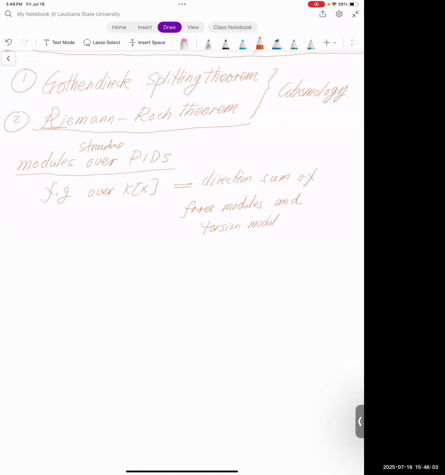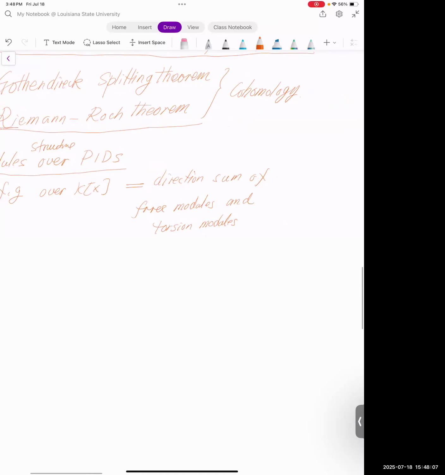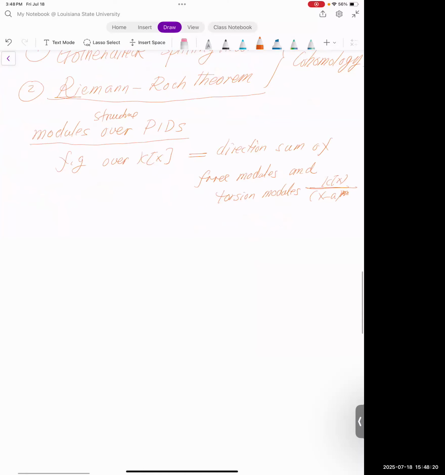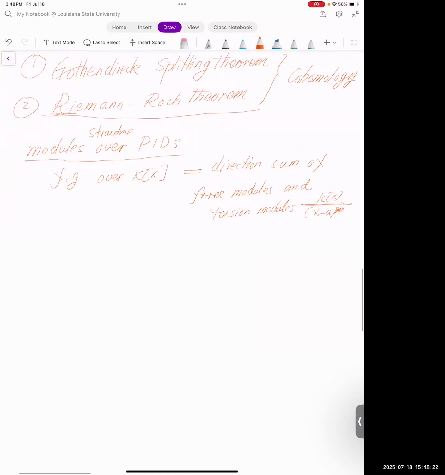And the torsion modules have a very special form. Actually, it's supported at only one point in an algebraic way, which is k[x] over (x minus some point) to some power m. This is called the thickening, or the ramification. Okay, so that's a very beautiful result, and we use it a lot.